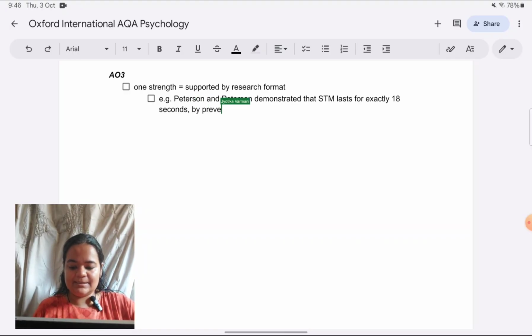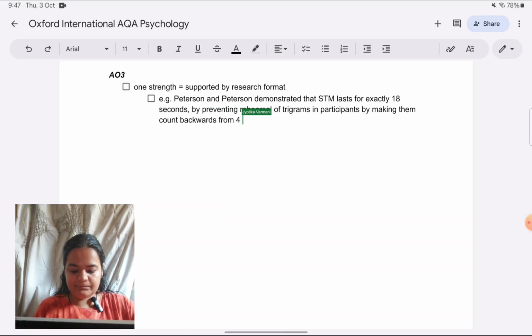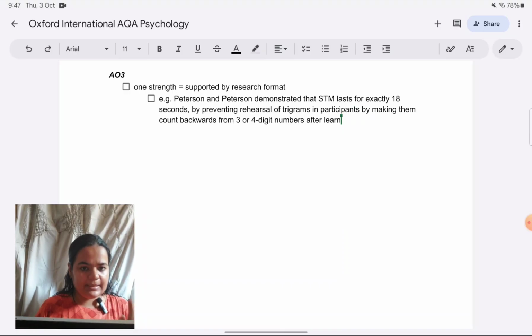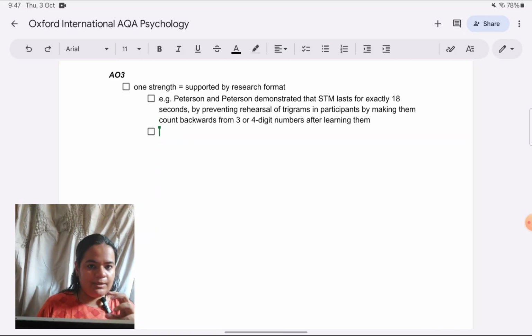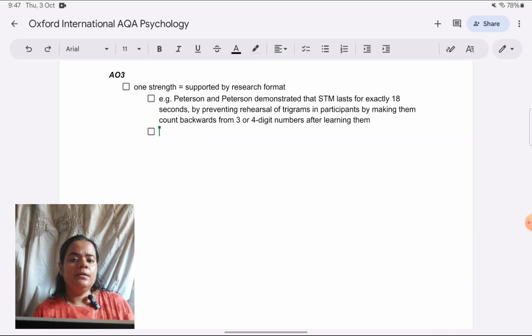By preventing rehearsal of trigrams in participants, by making them count backwards from 3 or 4 digits after learning them. Okay, so very briefly, the task also I've given and the result, that short-term memory lasts for 18 seconds. Of course, when you're writing, you can give a little more detail, but don't give a thorough summary of the study, like I said. So in the PEEL format, first we explain how, then why is this a strength?